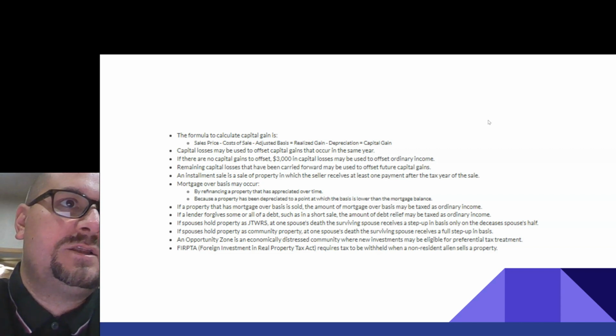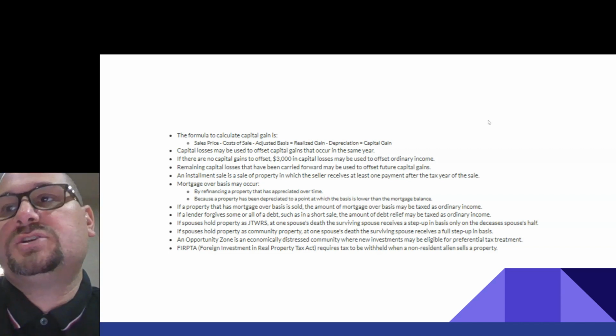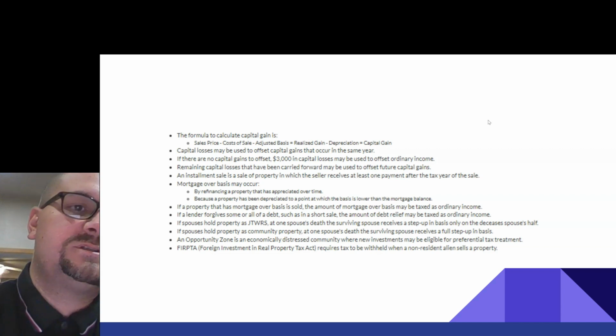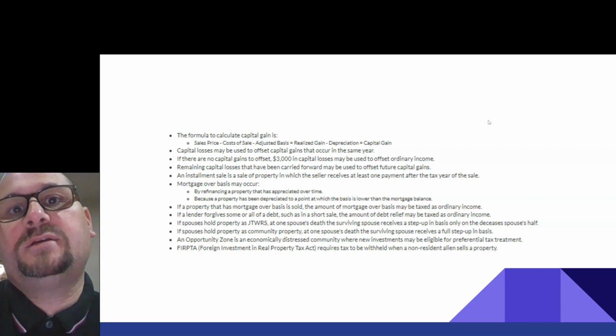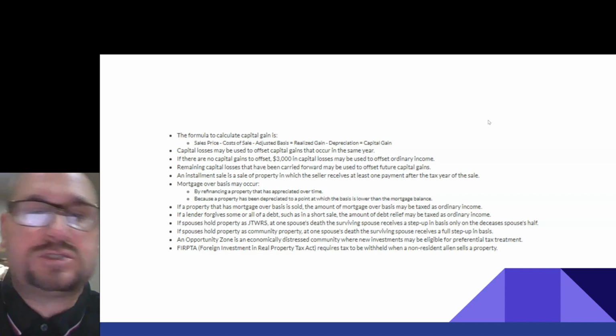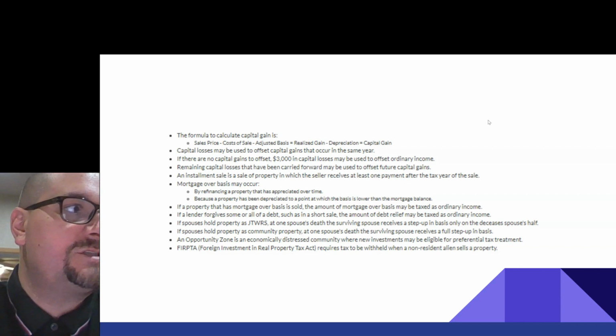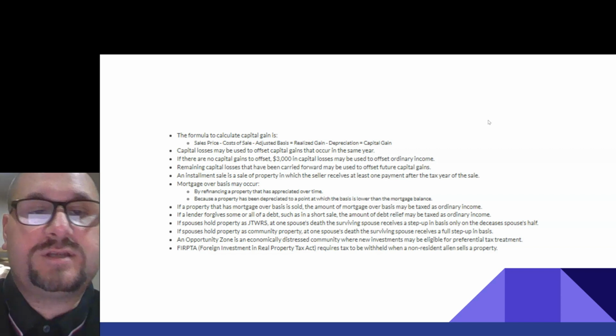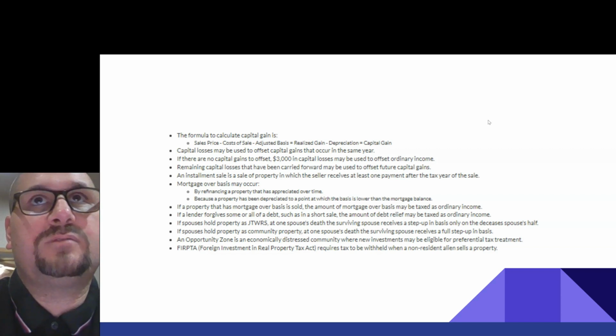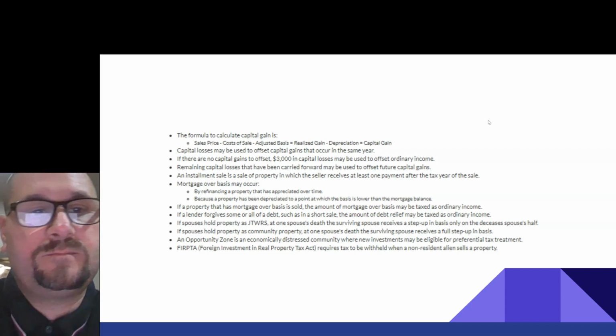So again, say you owe 200 grand on a house and it's only worth 100 grand. In a short sale, the lender is going to forgive some of the debt so that they can recover what you owe.